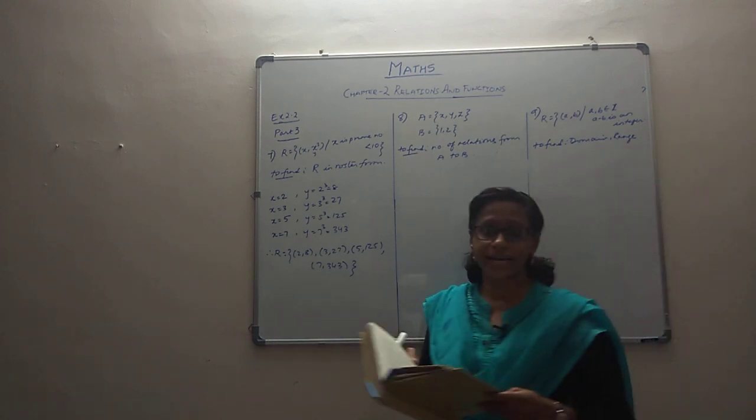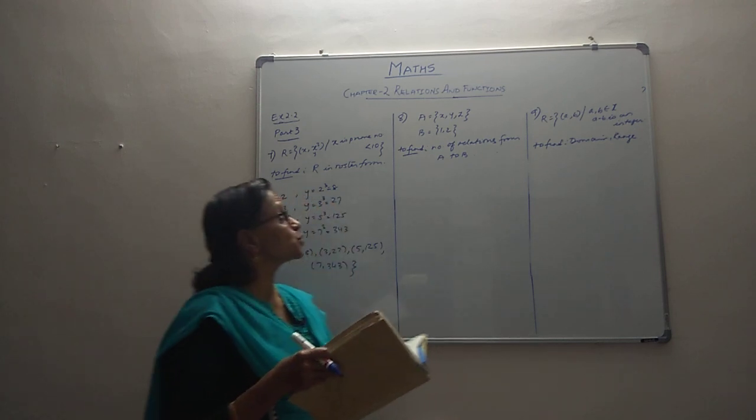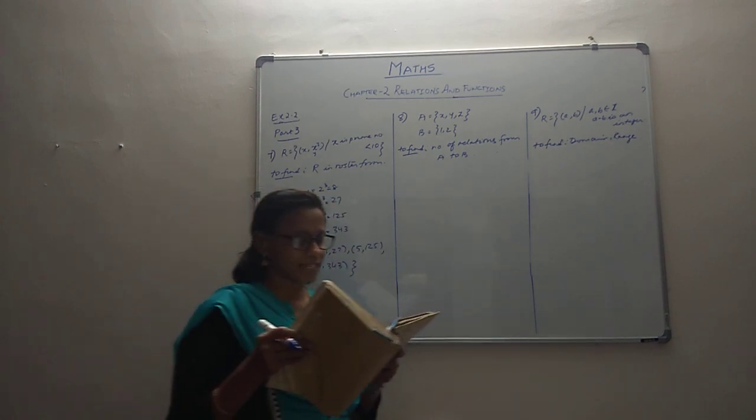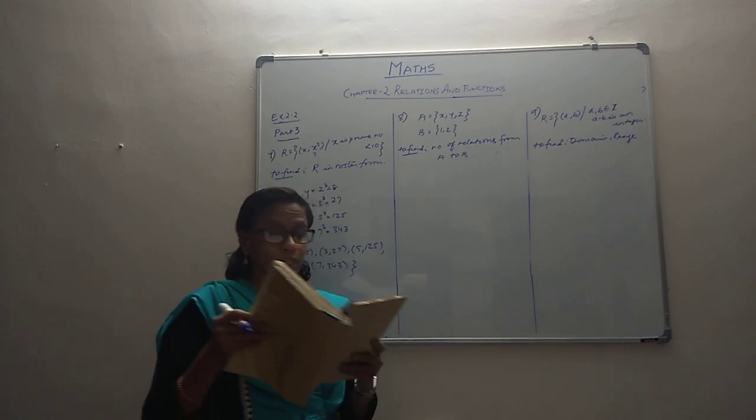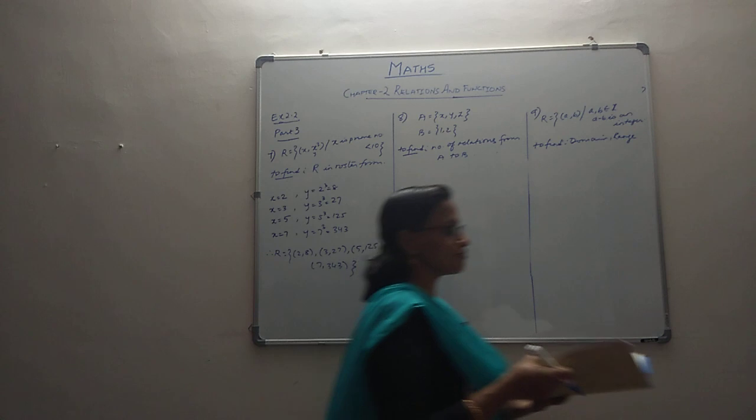Now we are quickly moving to the next question. It's your question number 8. Question number 8 says that there is a set A with elements x, y, z, and you have the set B with elements 1 and 2. You have to find out the number of relations from A to B.